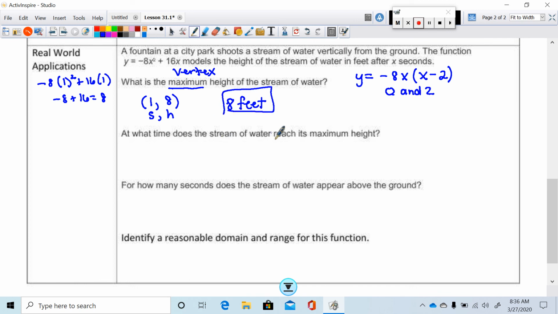At what time does a stream of water reach its maximum height? Well, that's the seconds here. 1 second. For how many seconds does a stream of water appear above the ground? Well, just think about it. If it takes 1 second to get to the maximum height and then it goes back down till you get to the ground and it's symmetrical, that means it's going to be another 1 second. So that's 2 seconds.